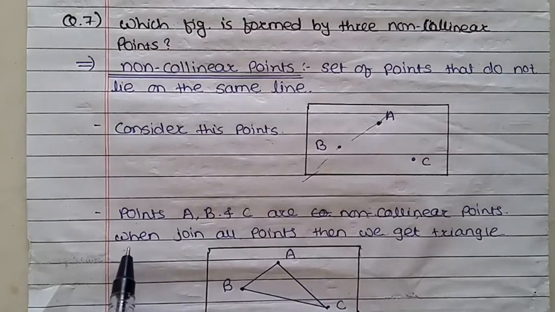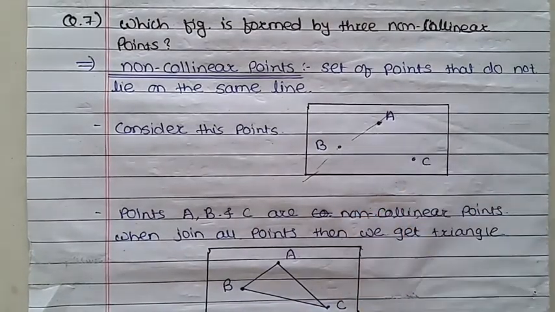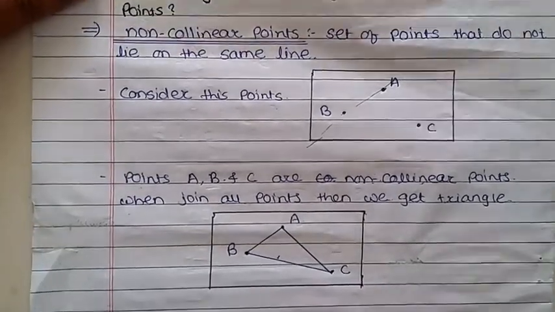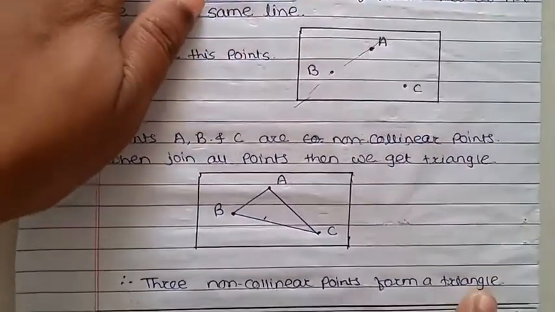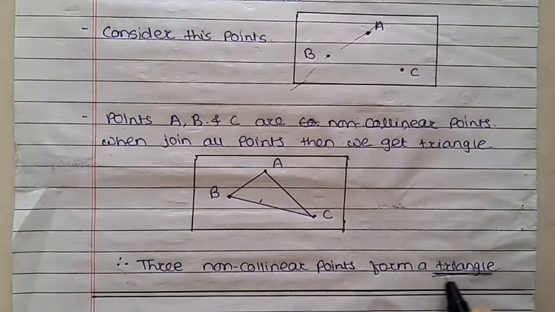When we join all the points, what do we get? We get a triangle like this. Therefore, 3 non-collinear points form a triangle. This is your answer. Clear? Understand this one? So this is the detailed explanation of practice set 1.1.